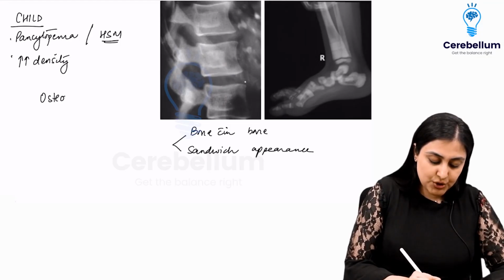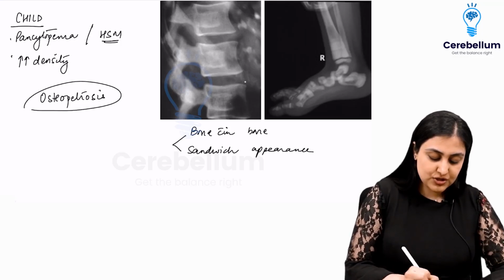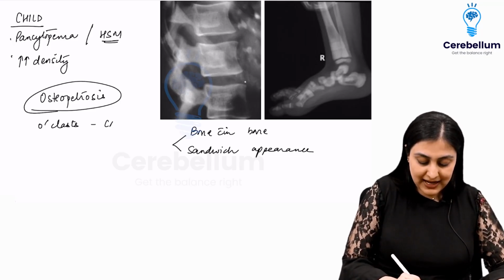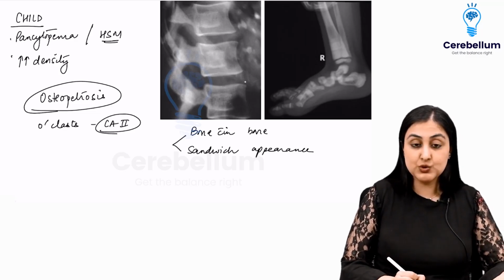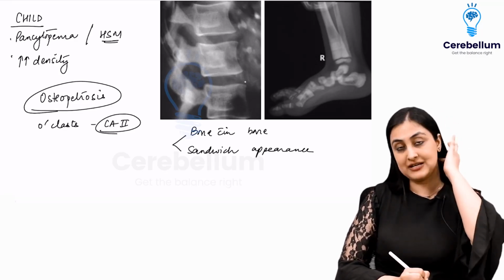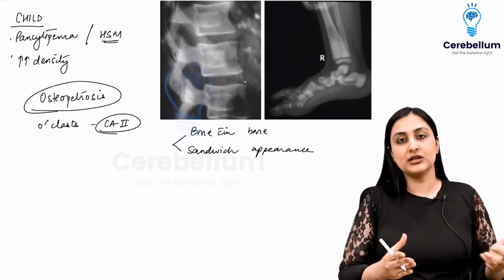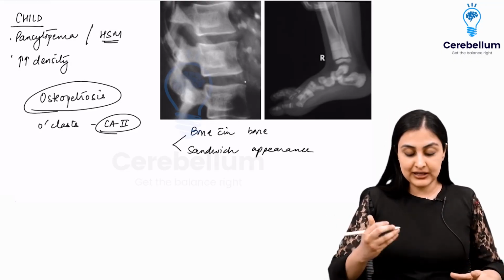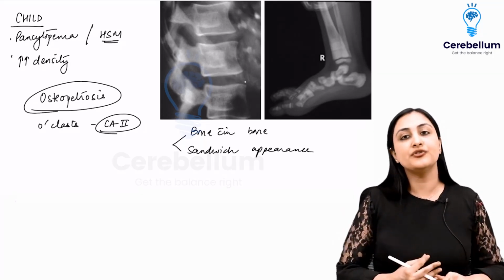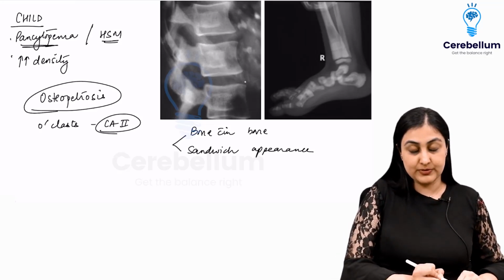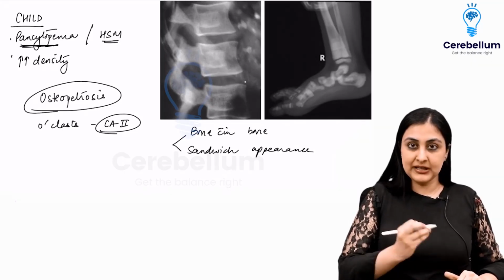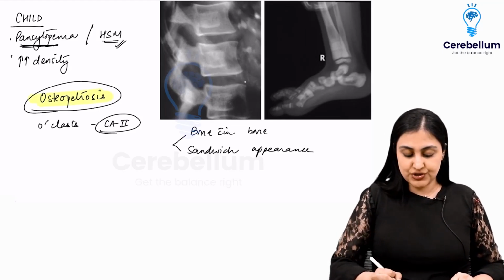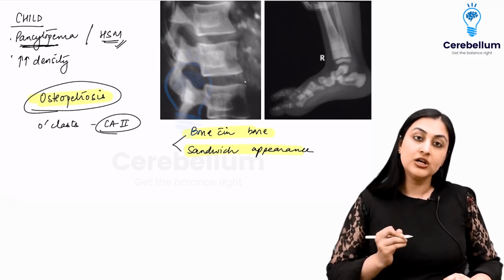We're talking about osteopetrosis. Osteopetrosis is a disorder in which the osteoclasts are defective. Within the osteoclast, the carbonic anhydrase 2 enzyme, which is supposed to make the osteoclast functionally active, is deficient. Because osteoclasts are not working, there is no bony remodeling. There is very disorganized bone everywhere, which leads to the obliteration of the bone marrow, and that is why you have pancytopenia and resultantly hepatosplenomegaly is also seen. So this is osteopetrosis. Remember the bone within bone and the sandwich appearance.